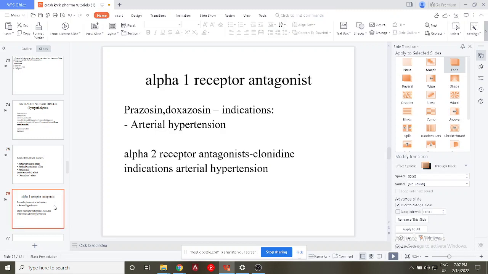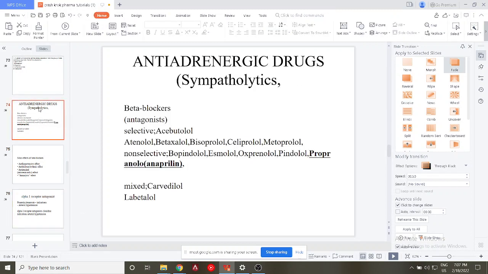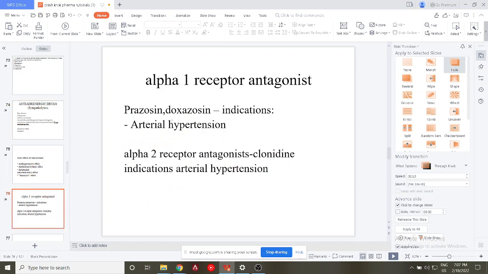Okay, moving on, we have alpha. So we talked about the beta. So beta blockers are the LOLs. So we have the selective and non-selective and the mixed. So beta blockers are the LOLs. Take note, don't forget. Now we're moving on to the alpha 1 receptor antagonists.